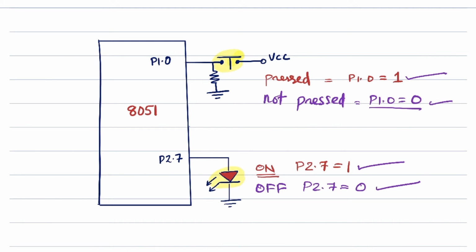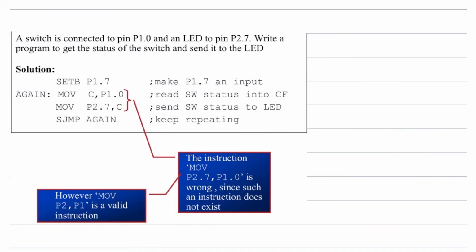This is a simple program, but ultimately the application is that a switch is connected to the microcontroller, and based on the switch status, the LED is switching on or off. This is the circuit diagram. Let us see the program. As mentioned, the switch is connected to P1.0 and the LED is connected to P2.7. So get the status of the switch and send it to the LED. That's all, very simple.